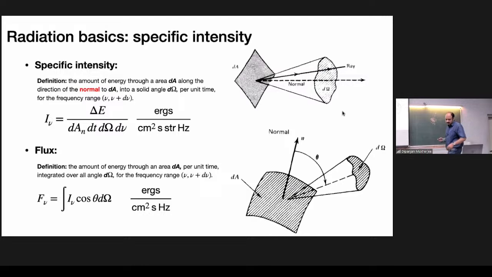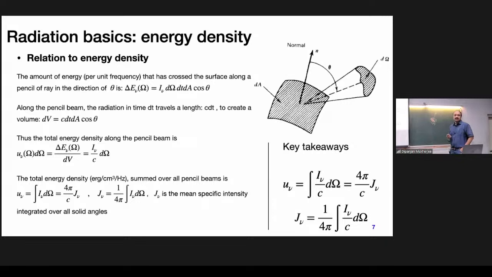Now let us relate the intensity with energy density. Again, I'll keep on repeating this form. Intensity by definition is delta E equals I nu d omega dA cos theta dt. This is the total energy passing through a given surface. So if I just take a pencil beam of radiation traveling along that beam, what is the volume carved by the radiation beam? That is c times dt, the length traveled by the radiation in time dt, times dA cos theta.